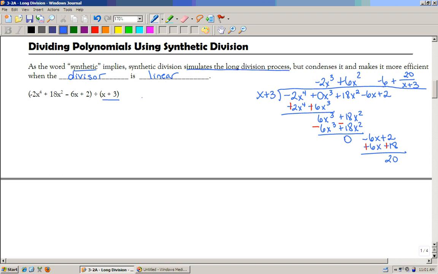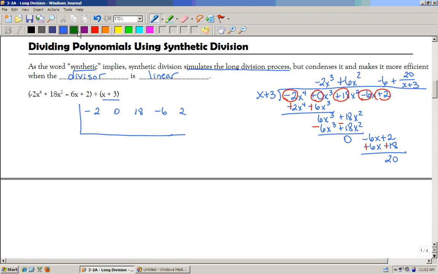Synthetic division looks a little different than a regular division bar. It's an upside down division bar, and there's going to be 2 lines of information in it. Inside, same as the inside of this division bar, is the dividend. The only difference is we're going to simplify it by removing all of the variables. So you take all of these coefficients and put them by themselves: the -2, 0 as a placeholder because we have 0x cubed, 18, -6, and 2. All of those go inside our division bar: -2, 0, 18, -6, and 2.